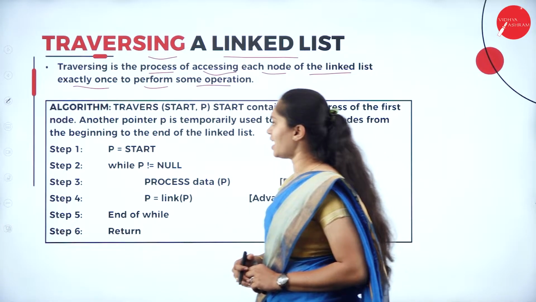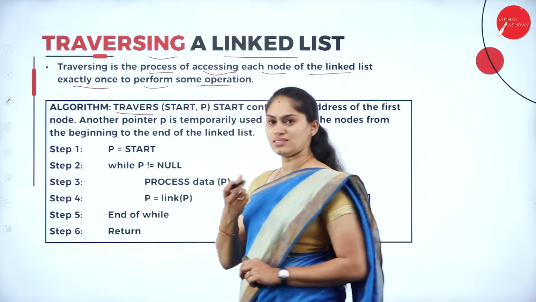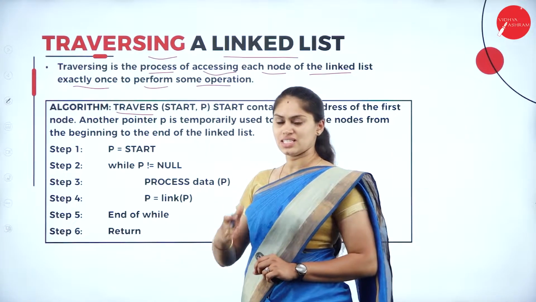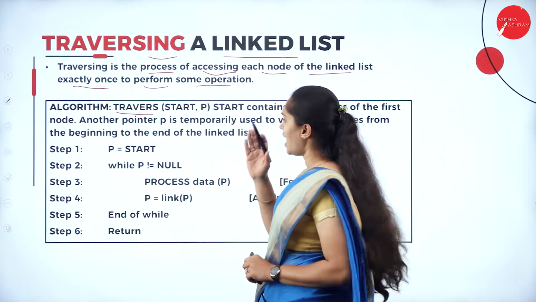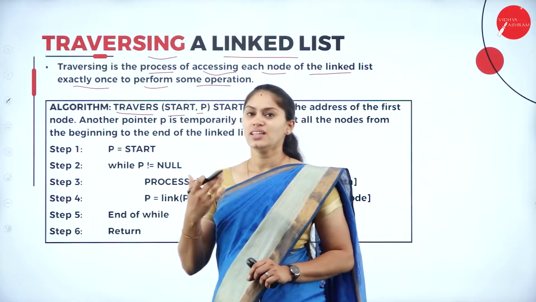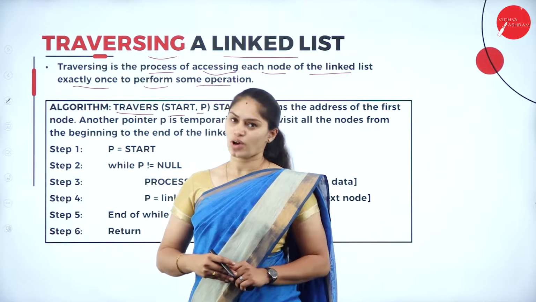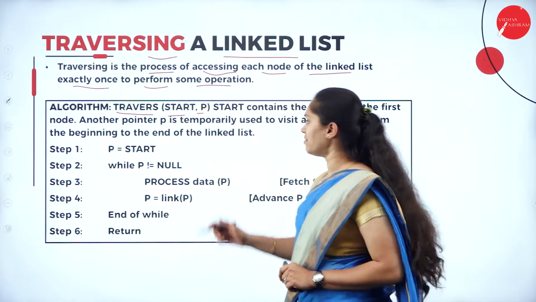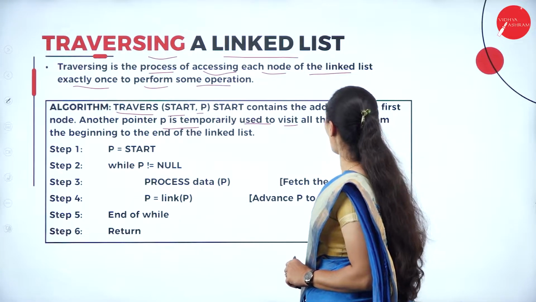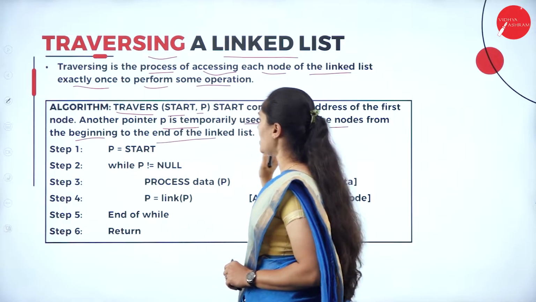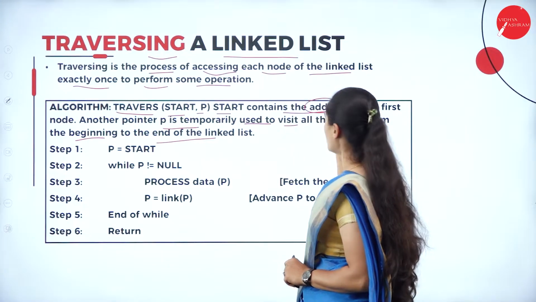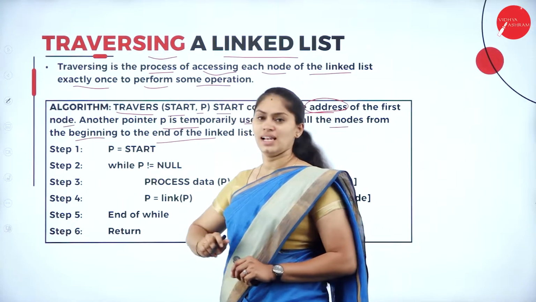So here you can see the algorithm for that. We have Traverse, which is the name of the algorithm. In order to traverse each node of a linked list, I require start and P. If I don't know which is the starting node, then how can I start traversing? So I must know the start, and we have a P. That is the temporary variable which is used to visit all the nodes from the beginning to the end of a linked list. The start will have the address of the first node of a linked list.